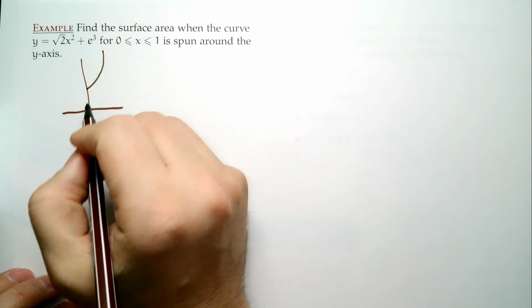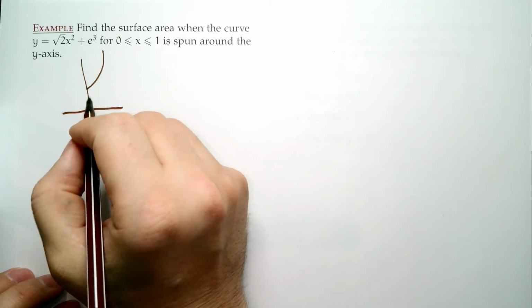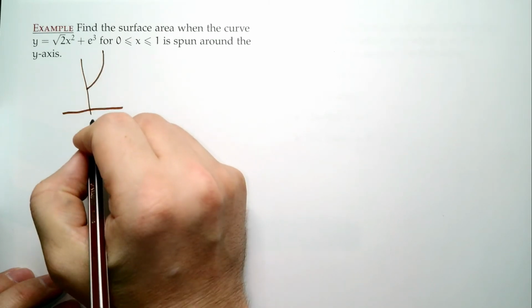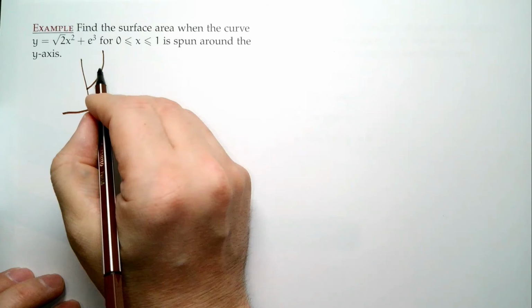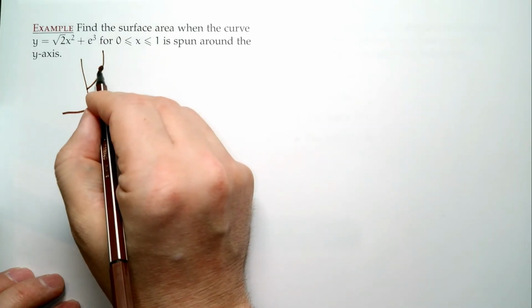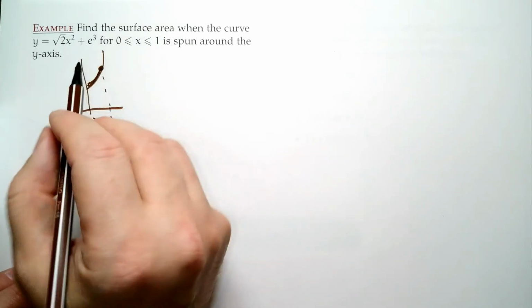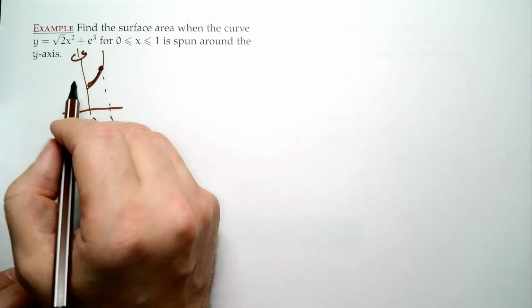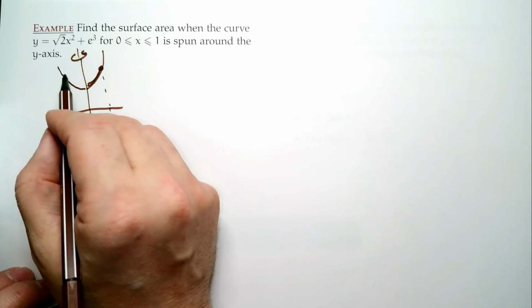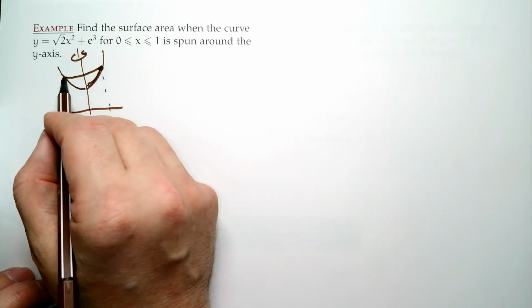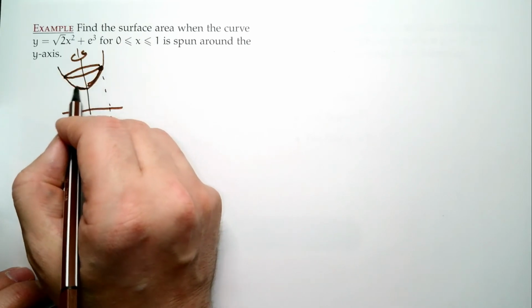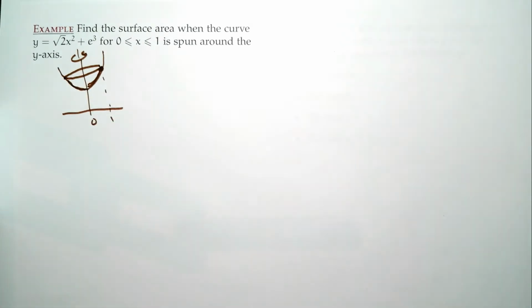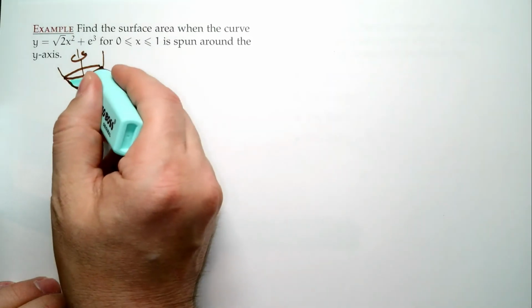Maybe I moved it up here. So here we go. There's the square root of 2x squared plus e cubed. And we're going from 0 up to 1. So this is the little piece that we're spinning, and we're spinning it around the y-axis. So there's where we're spinning. So the shape that we're going to form is going to end up looking a lot like a bowl. So that's a good reason why it looks like a bowl. Okay, so we have our basic shape.